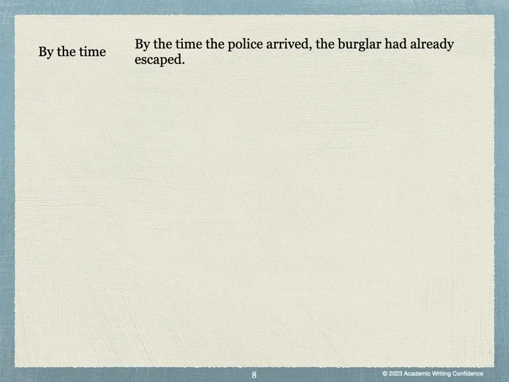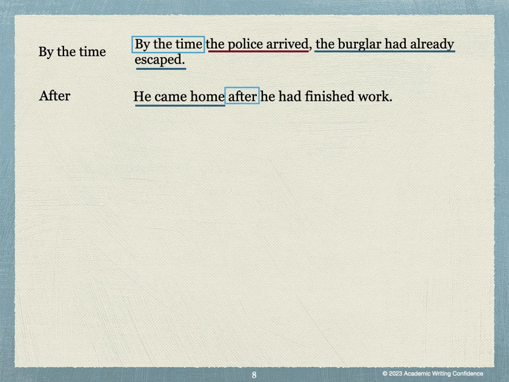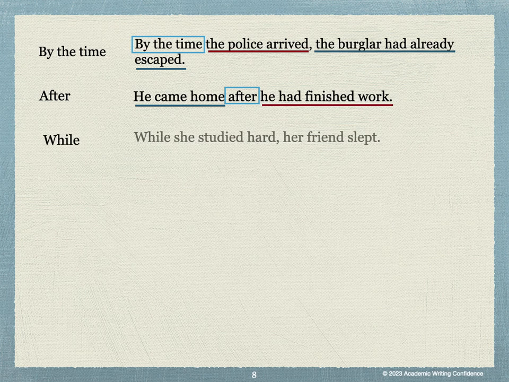Here are a few more. By the time the police arrived, the burglar had already escaped. Here, the subordinating conjunction has been added at the beginning of the sentence. He came home after he had finished work. Again, we have two complete sentences connected by the word after. While she studied hard, her friend slept. Here's another example of a subordinating conjunction coming at the beginning of the sentence. You can see that we've added a comma in both of these sentences.